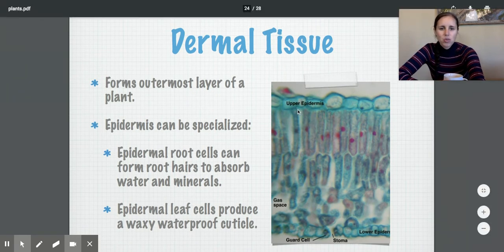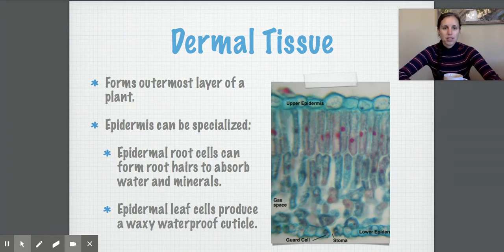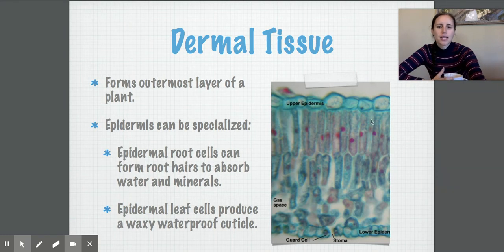Dermal tissue is the outermost layer of the plant. So we actually have here, you can see the words upper epidermis and lower epidermis. If you look, this looks very similar to the skin or epithelial tissue that I showed you before. That's because it's very much the same thing. Epithelial tissue and dermal tissue act to cover and protect the plant.